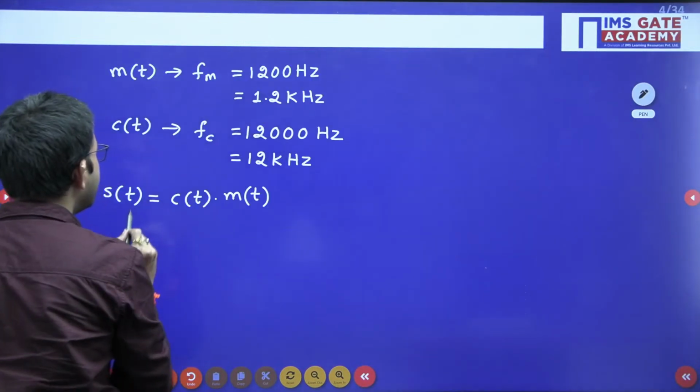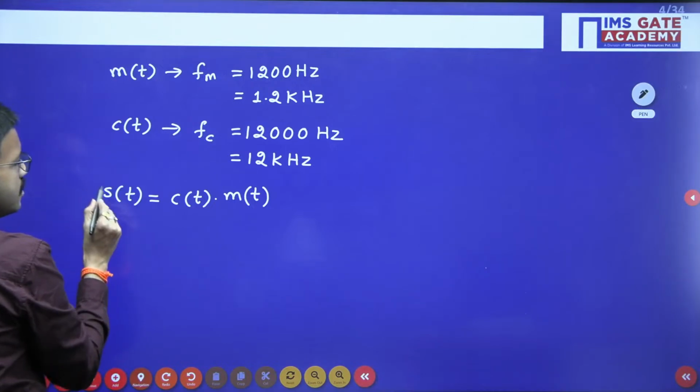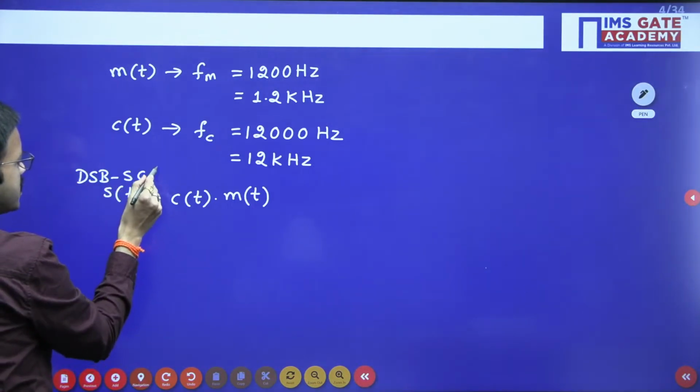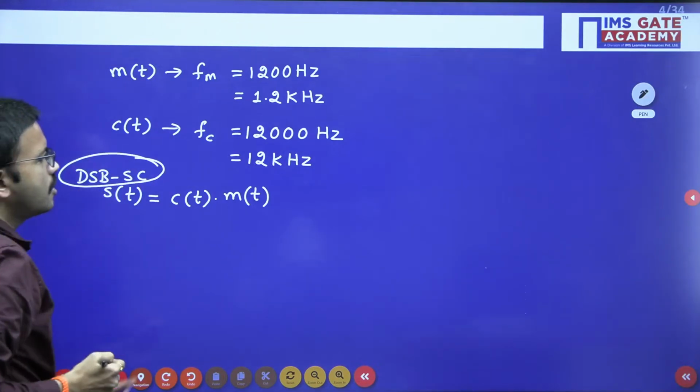Now regarding the DSB-SC signal, whenever you are having a DSB-SC signal, in the time domain we are multiplying.